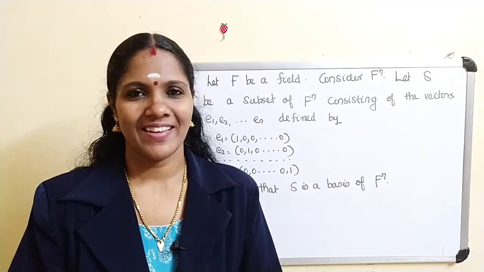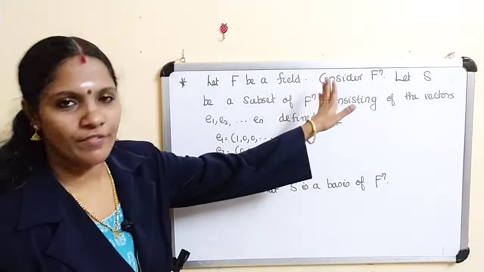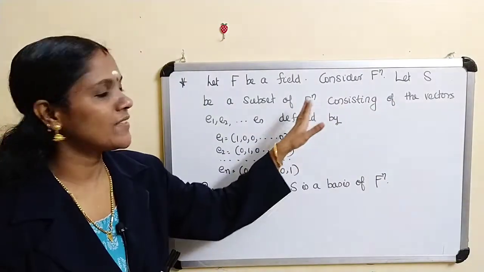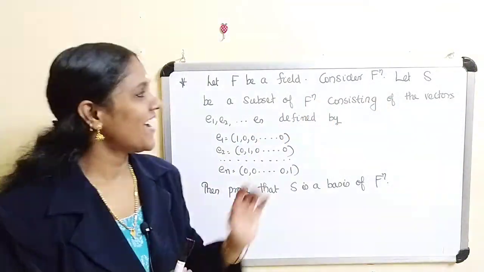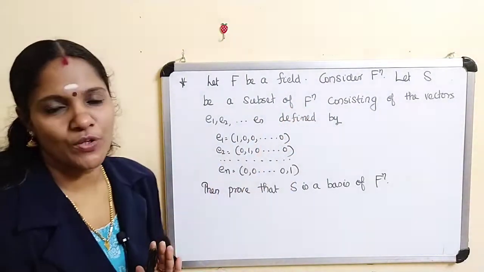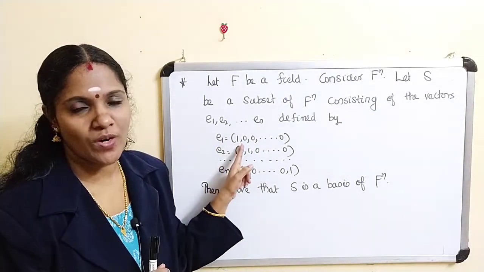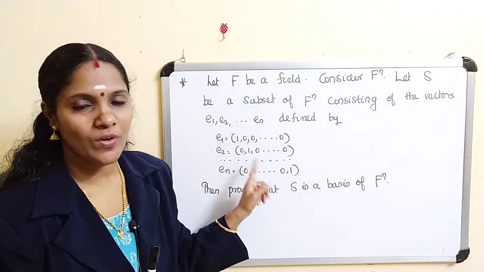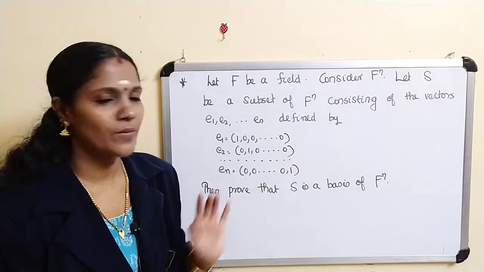Now we are going to prove one problem. Let F be a field and consider Fn, where Fn means the set of all n-tuples. Consider a subset S of Fn consisting of the vectors E1, E2 etc. En defined like this. E1 means first entry 1, all other entries 0. E2 means second entry 1, all other entries 0, and so on.